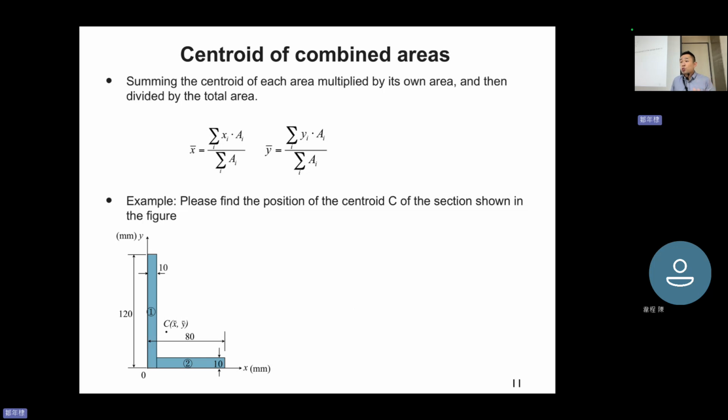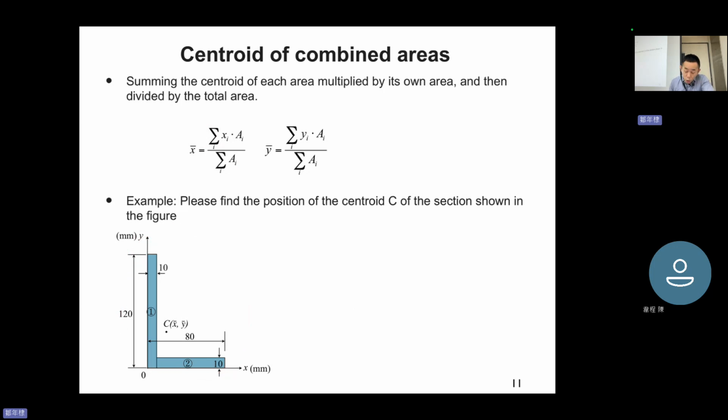So if you understand the integration, you can actually refer to this as a summation when you see a more regular shape. So for all the small areas, your x bar will be the summation of x times Ai divided by the total area. I believe you know that because you learned it before. Okay, please find the position of the centroid C of the section shown in the figure.